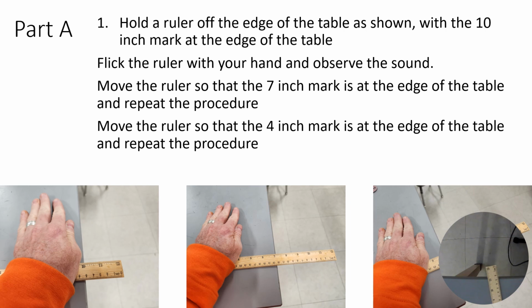So the shorter ruler had the shortest wavelength, which would have been the highest frequency and the higher pitch. So the conclusion we were getting here is that the length of the thing that is vibrating, or the wavelength, affects the frequency, which affects the pitch.